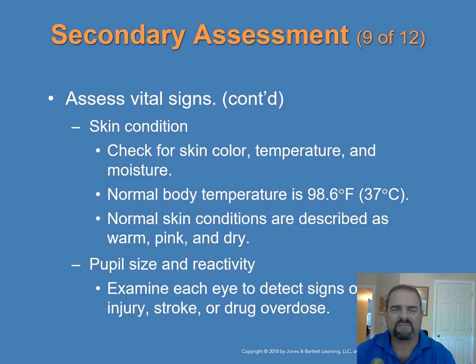All right, so continue on with our secondary assessment, skin condition. Like we mentioned, skin color, temperature, normal body temperature is about 98.6. Normal skin conditions are described as warm, pink, and dry. Then we look at pupil size. Examine each eye to detect any signs of injury, stroke, or potential overdose.